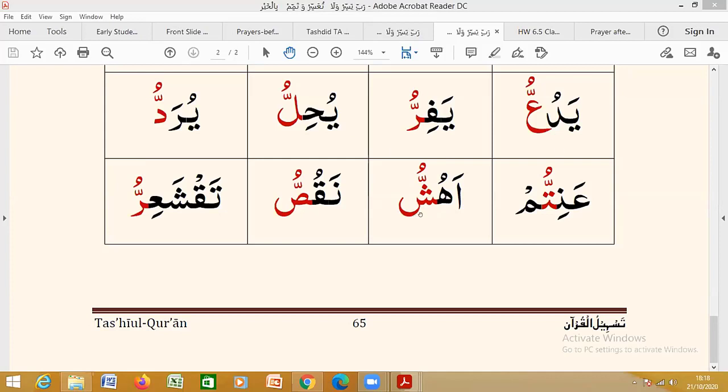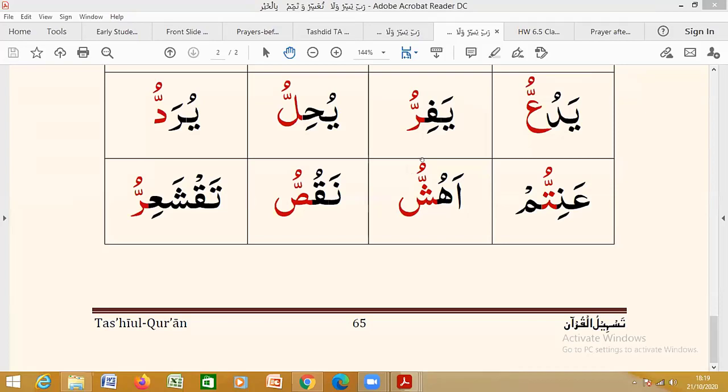Try again. This is the letter sheen. So try joining the ha to the sheen. Okay, let me help you, okay? So over here, we have to join the ha to the sheen because it has a shadda on it, okay? So ignore the dhamma for now. Ignore this sign over here. Let's just join the ha to the sheen. Hush. Well done.